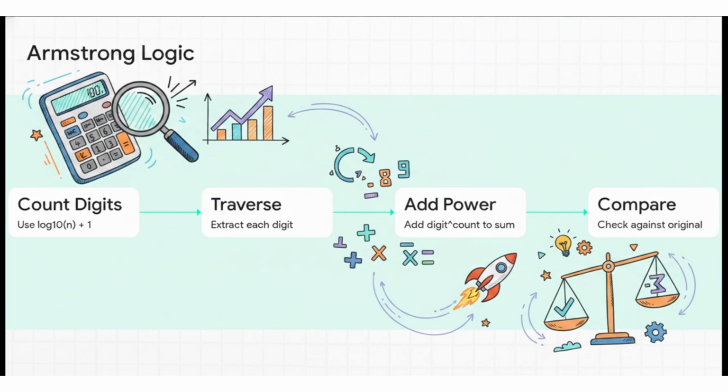Doing log 10 n plus 1 instantly gives us our digit count. Then we run a while loop, extracting the very last digit with a modulo 10 operation, adding that digit raised to the power of our count into a running sum, and then chopping off the last digit by dividing the whole thing by 10. Finally, we just check if our computed sum matches the original number. It's clean, it's highly mathematical, and it's ridiculously efficient.